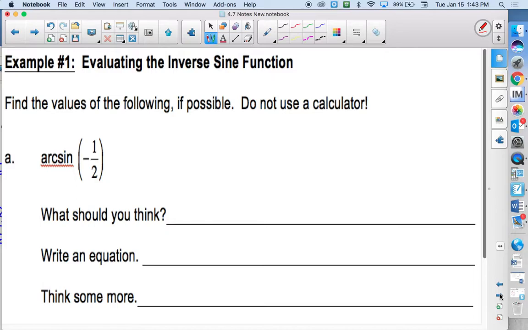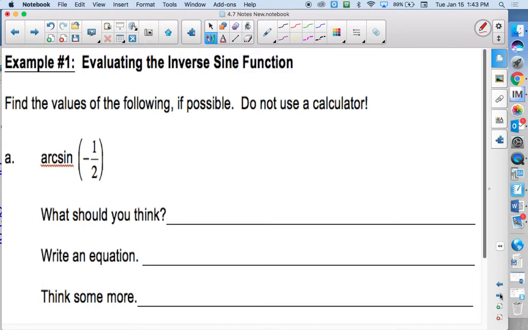No calculator. And we have arc sine, which is another way of saying inverse. And then in parentheses is the value of negative 1/2. Now, this is a thought process. No, you don't need to write this for every single problem. You're going to have to show me a little bit of work as to how you're getting the answer, but this is just to give you an idea of what we're thinking about.